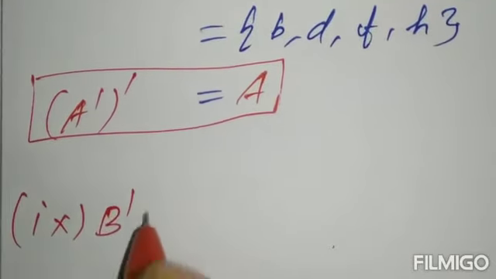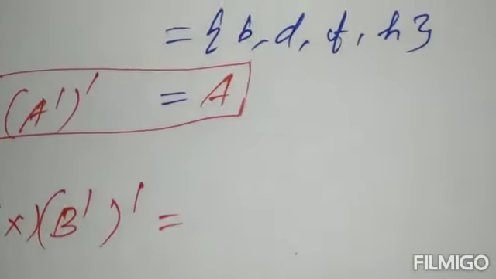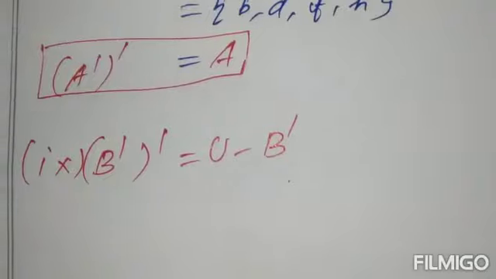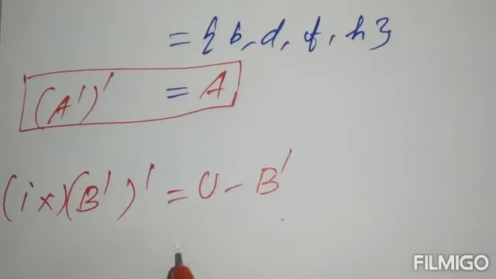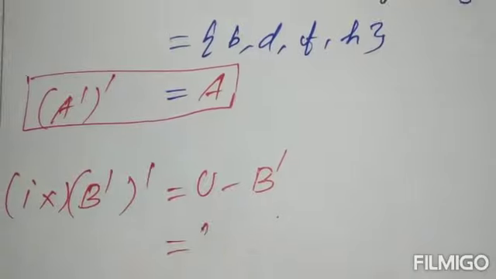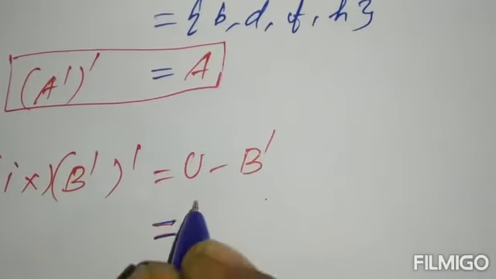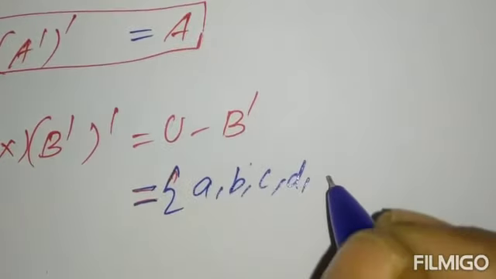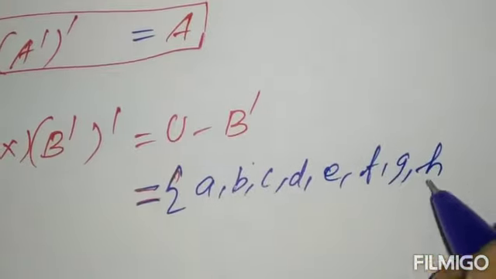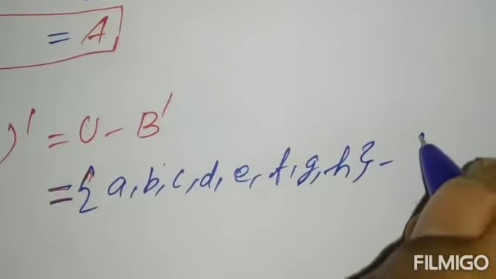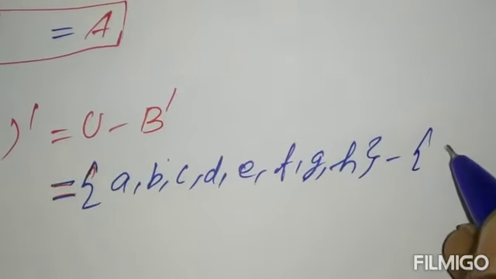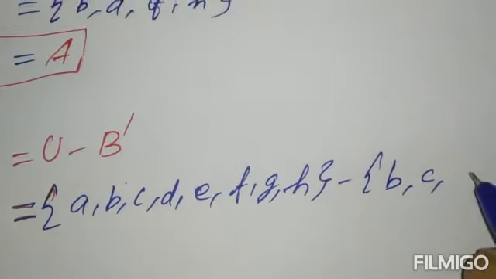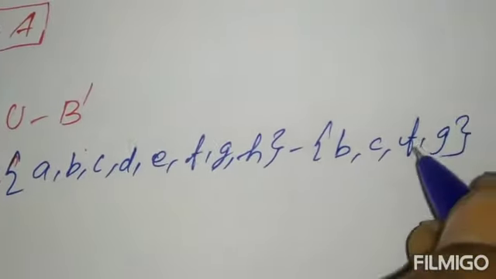B complement the whole complement. The formula is U difference B complement. Now listing the elements of U: A, B, C, D, E, F, G, H. The difference elements are those of B complement, which we have already found: B, C, F, G. These are the elements of B complement.